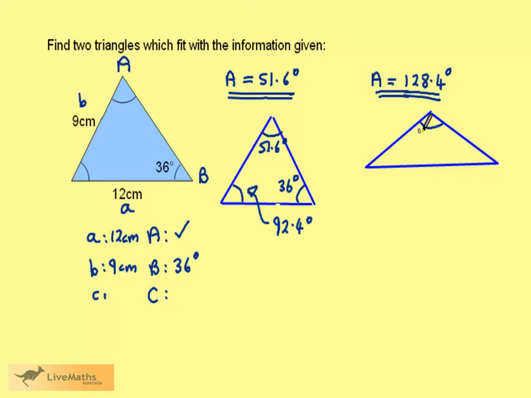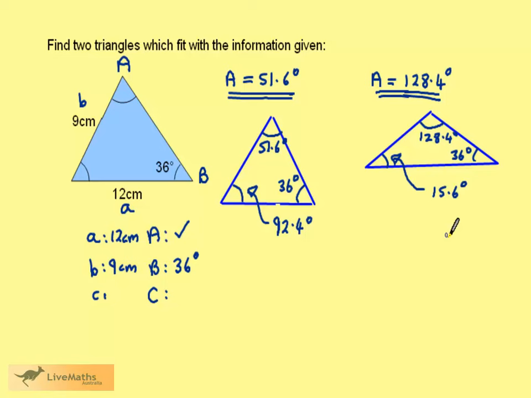The other possibility is that this angle is 128.4 degrees. The 36 degrees is given to us. In this case, the remaining angle would be 15.6 degrees. We can use this, together with the other information given, the 9 centimeter and 12 centimeter sides, to find the remaining side in each of the possible triangles.